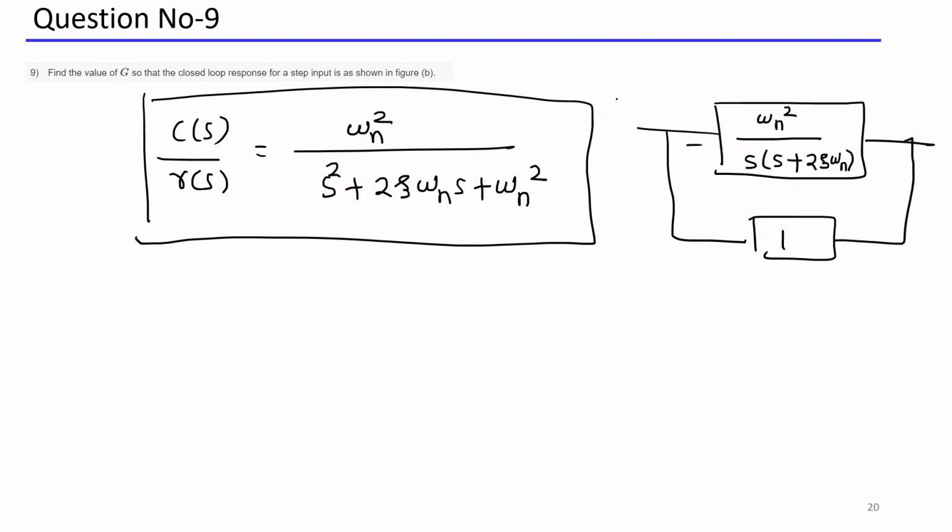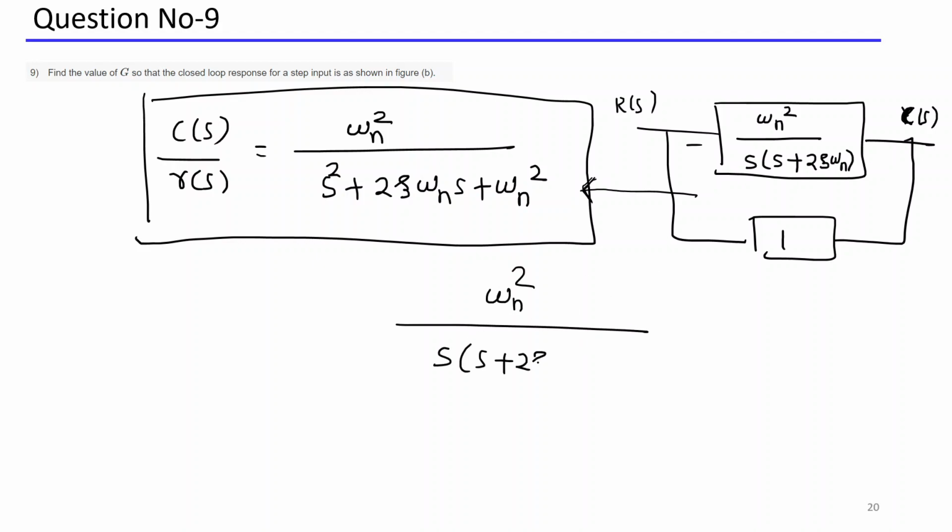This is your input R of S, and this is your output Y of S, or C of S. Using block diagram reduction, can anyone get this answer directly? Directly write down omega n square divided by S into S plus 2 zeta omega n. Just multiply omega n square into 1, because 1 is H of S. So you will get this formula directly.